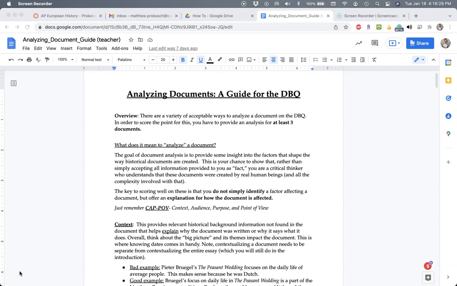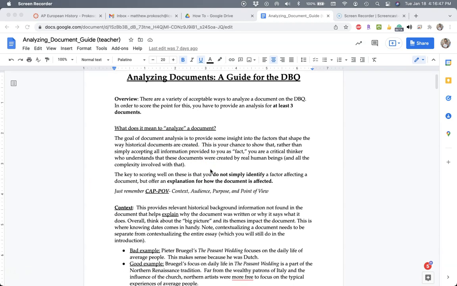Other AP programs may call it POV Plus or HIPP, but we're going to use CAP POV because that's what I've always used. So it's just for the documents. This is not a full scale how to write a DBQ by any means. So here we go.